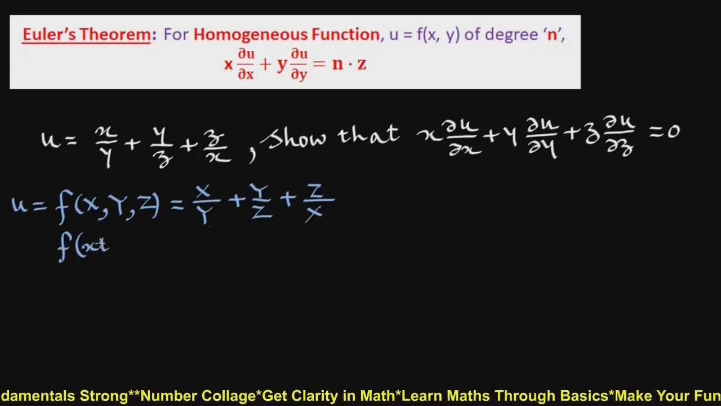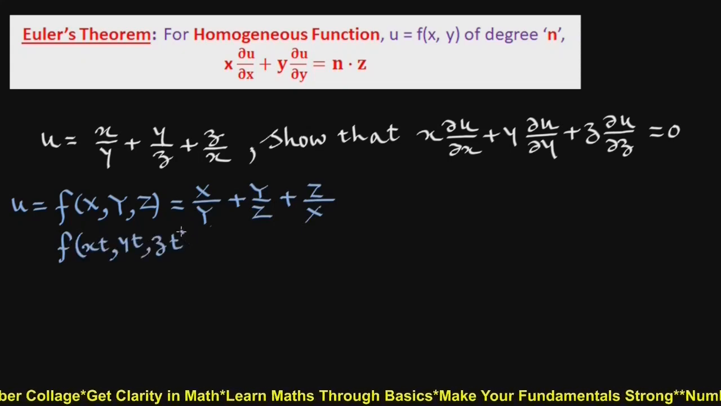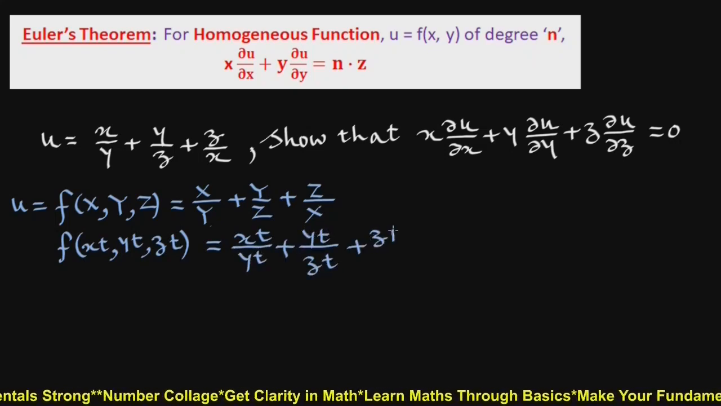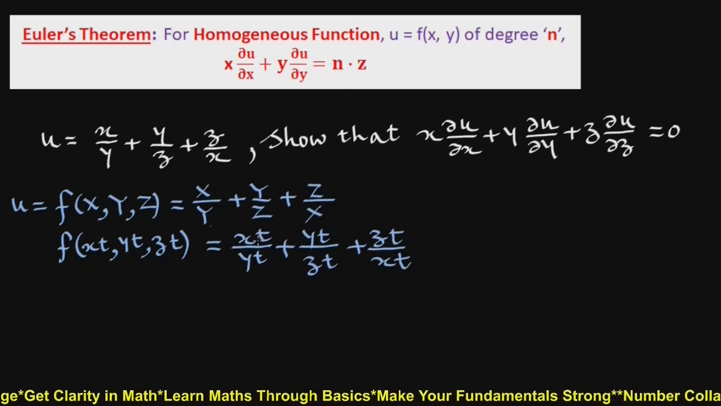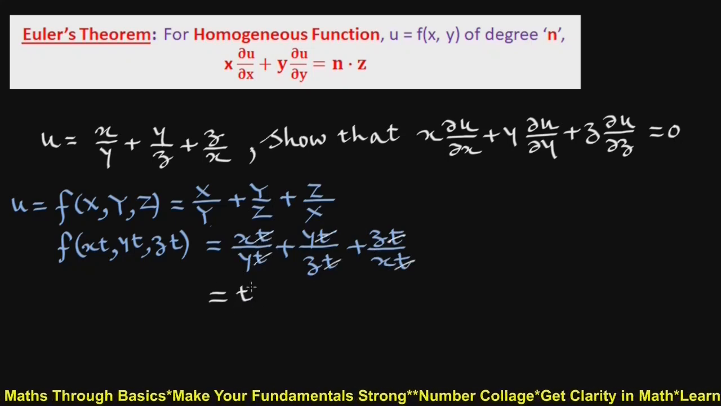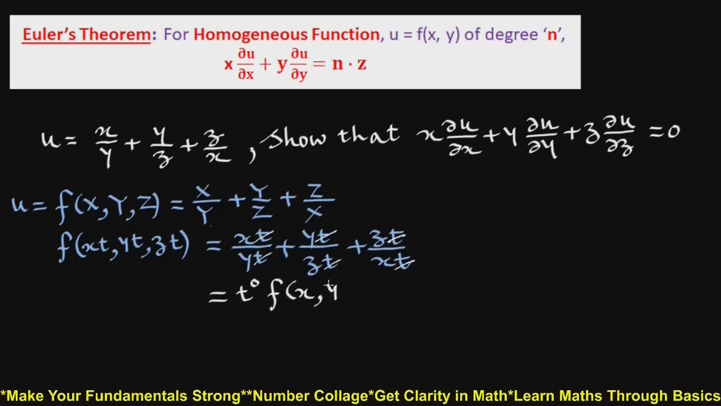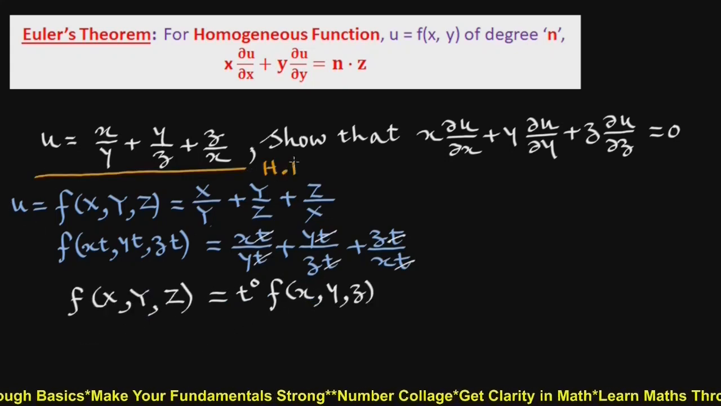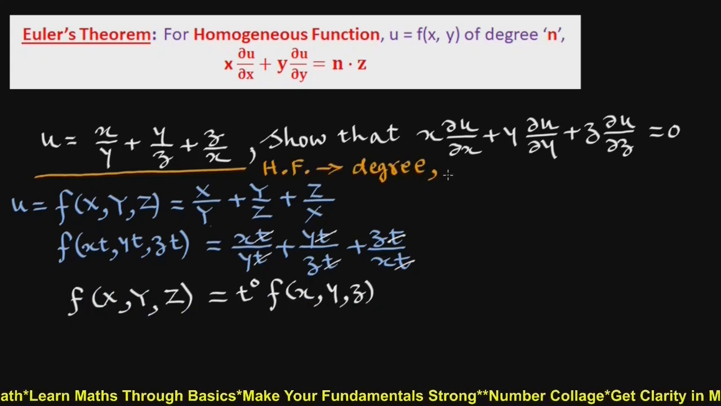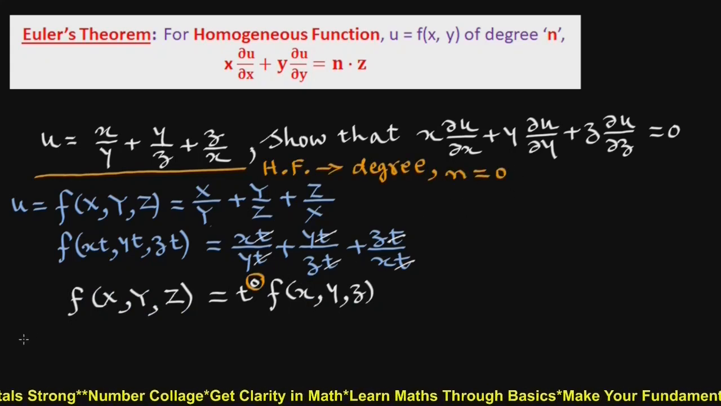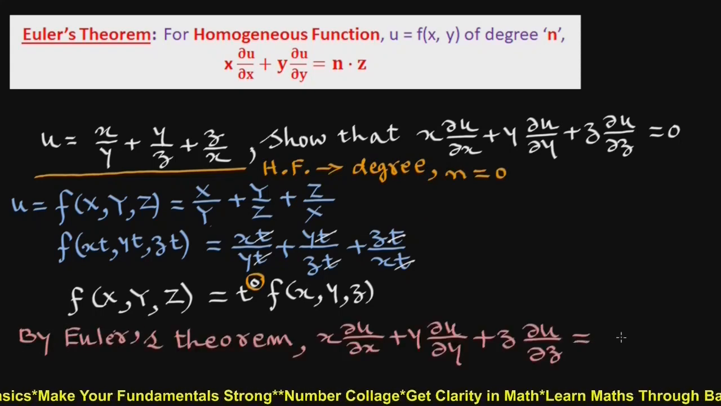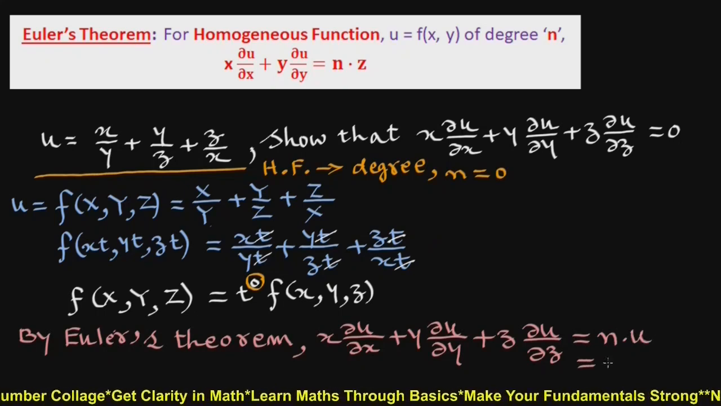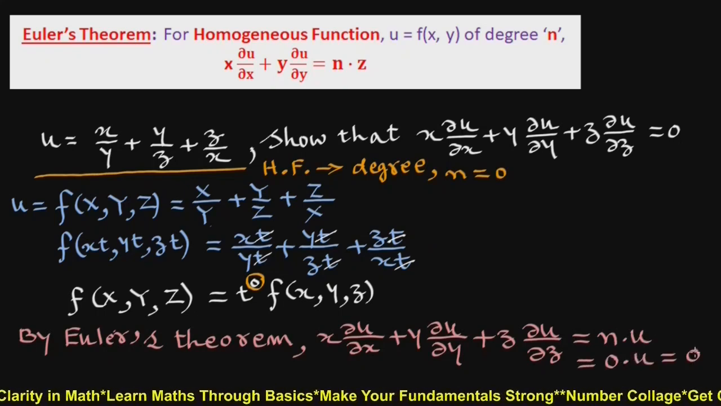So f of xt, yt, zt will be xt upon yt plus yt upon zt plus zt upon xt. After cancelling t, it will be t raised to 0 times f of xyz, which means that this given function is a homogeneous function of degree n equals 0. Now, by Euler's theorem, the expression equals the degree of the homogeneous function n multiplied by u, which is 0 into u, 0.